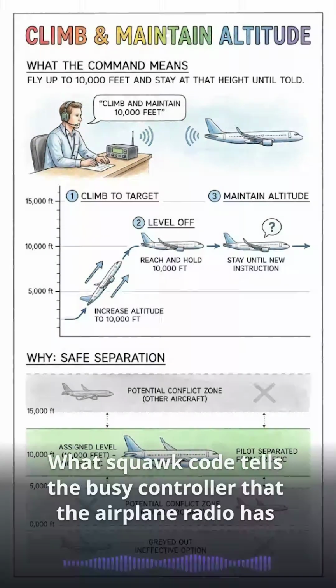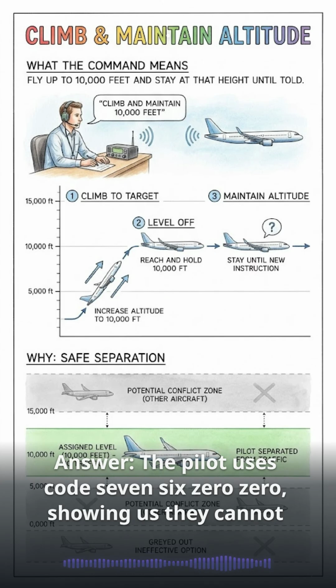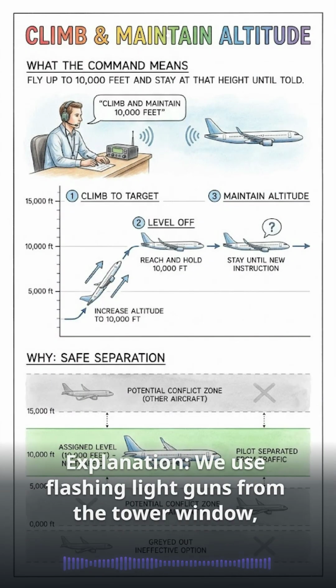45. What squawk code tells the busy controller that the airplane radio has stopped working completely right now? The pilot uses code 7600, showing us they cannot talk on the broken radio. We use flashing light guns from the tower window, guiding the silent plane down to land safely.